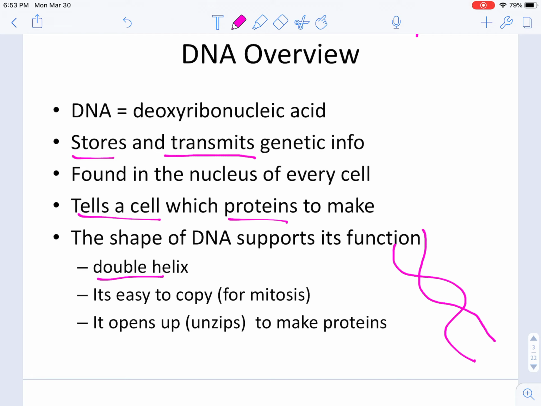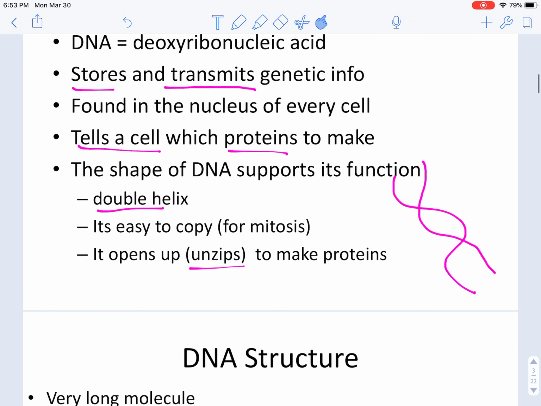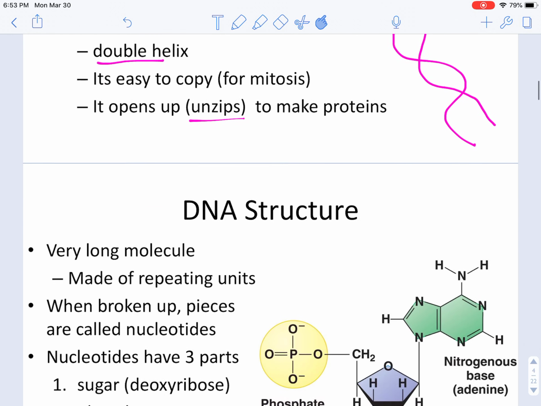The helix can come apart really easily. We call that unzipping, and that makes a lot of the other cell things we're going to talk about this year possible. So for example, mitosis, which is how cells make copies of each other. Well, in order to make a copy, you have to also copy the DNA too. So the nice double helix shape allows for that to happen quite easily.